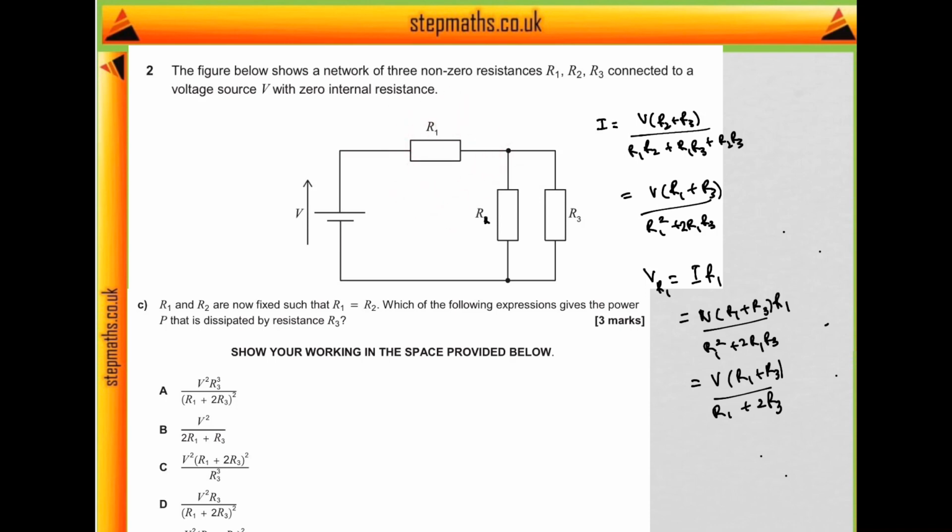So what is the voltage across this section here? Well, we know that the voltage across this plus the voltage across R1 must be equal to V. Therefore, the voltage across this bit is just going to be the difference between V and the voltage across R1. So V across R3 is going to be V minus V_R1. So let's go ahead and evaluate this.